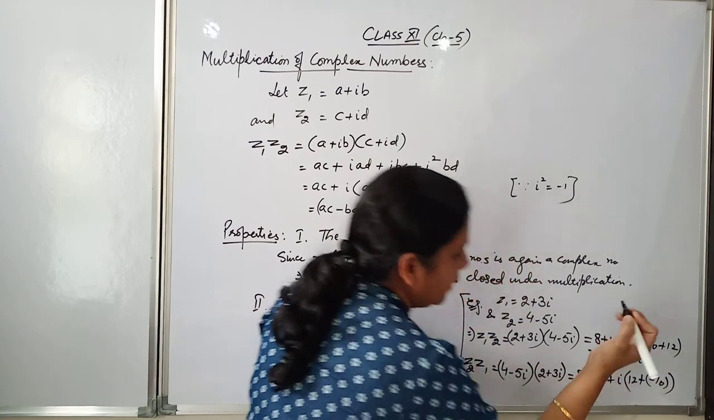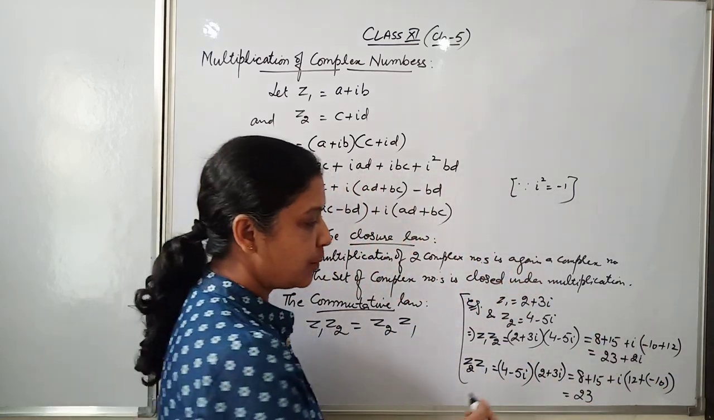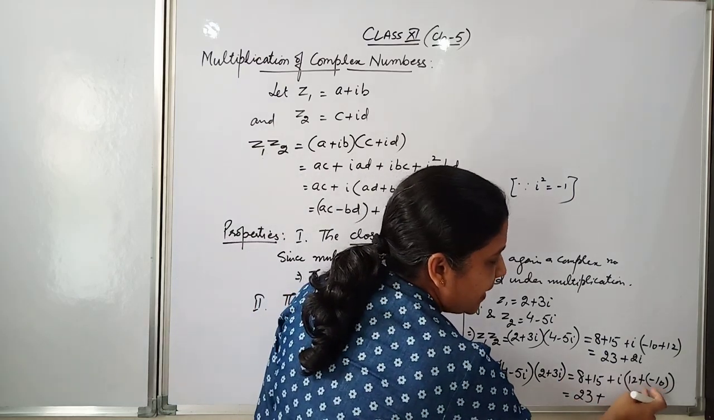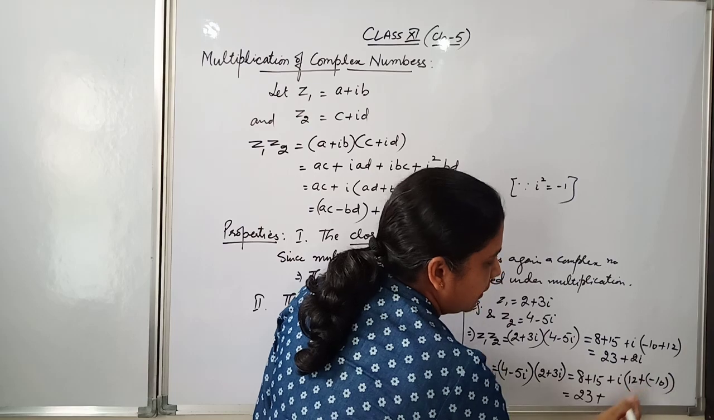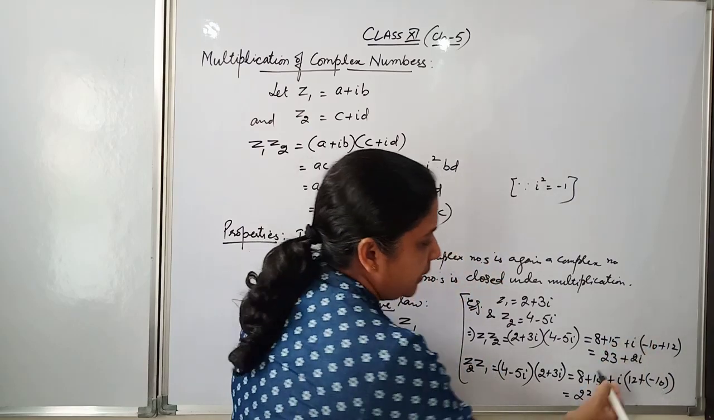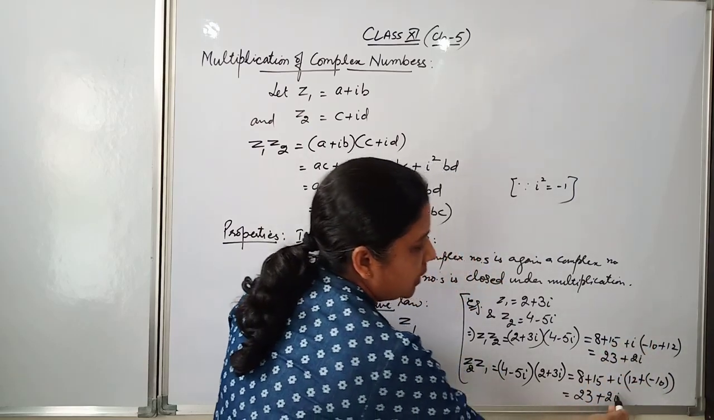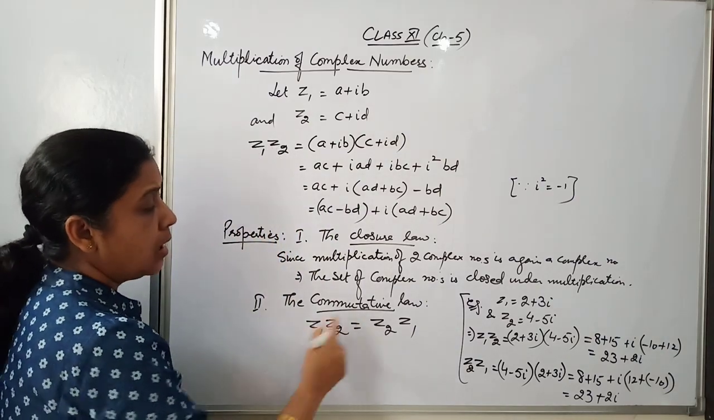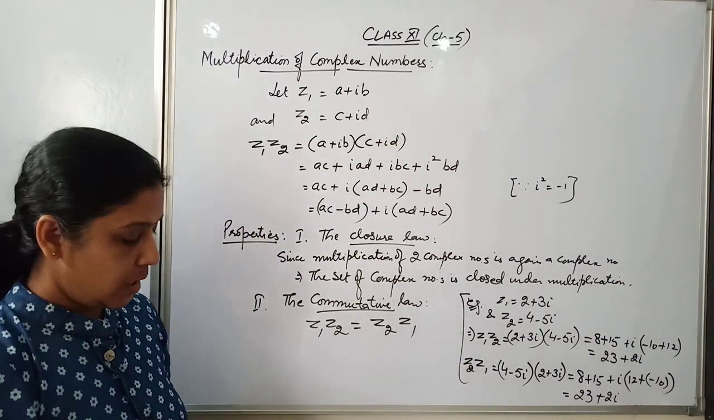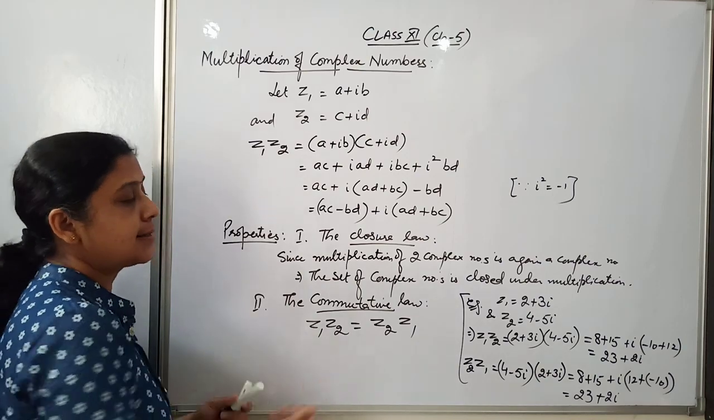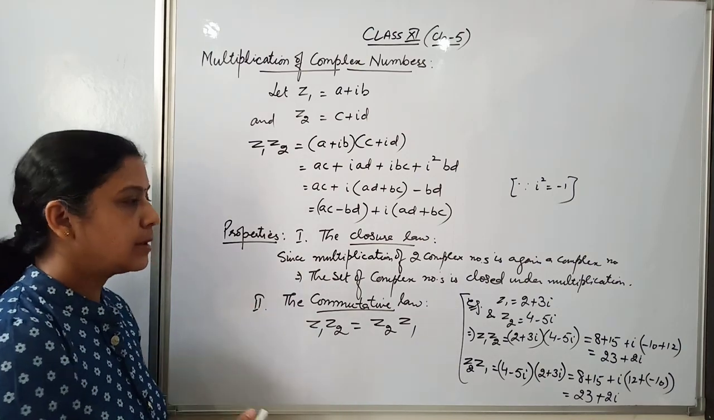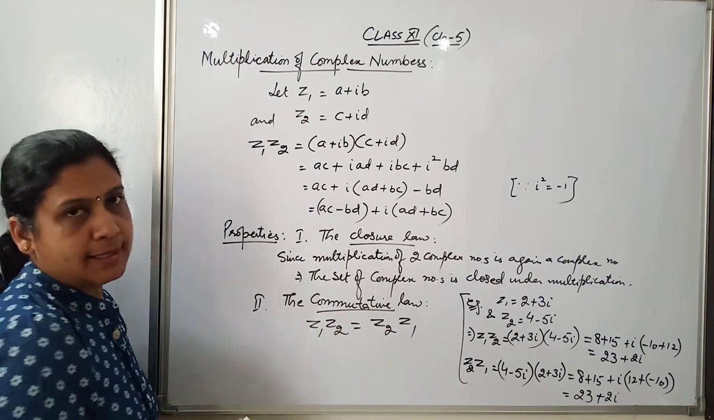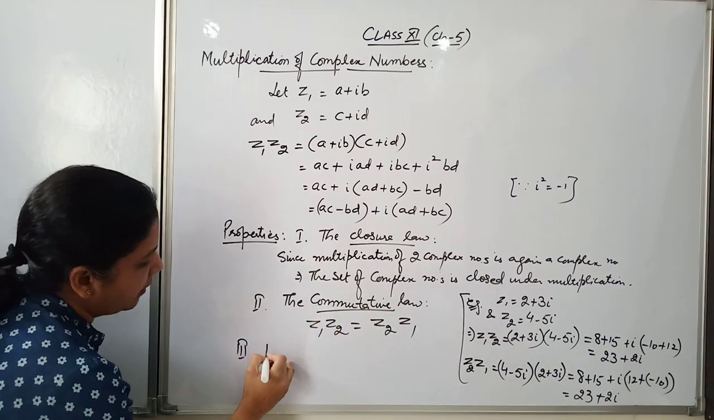So again, let's simplify it. 8 plus 15 is 23 plus 12 plus minus 10. That is 12 minus 10. It is 2 iota. You can see 23 plus 2 iota is matched. Therefore, we can say the two complex numbers commute while taking multiplication. They can easily interchange their places. So, it does not create any problem if I multiply Z1 with Z2 or Z2 with Z1.